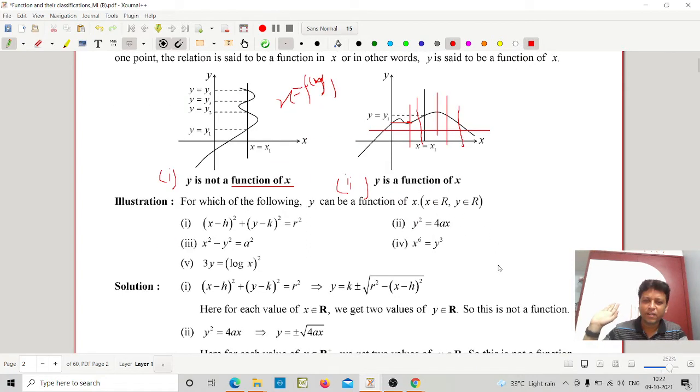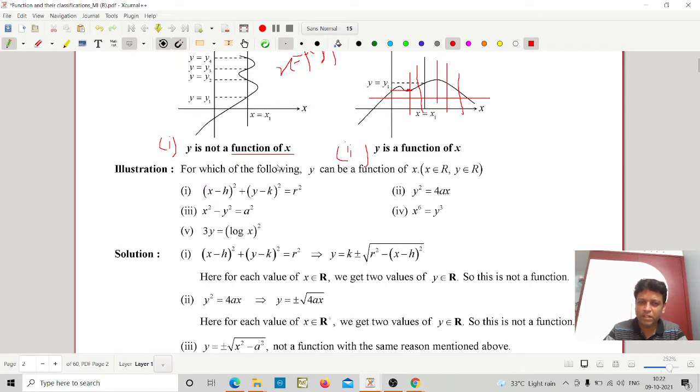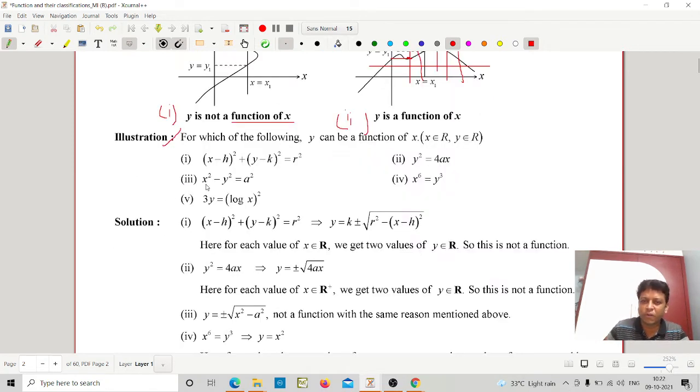Okay, clear? So there are various examples. You can check whether these are functions. The first one is the equation of the circle. So let me show you the circle. This is a circle. Is this a function of x? Is this a function of y?